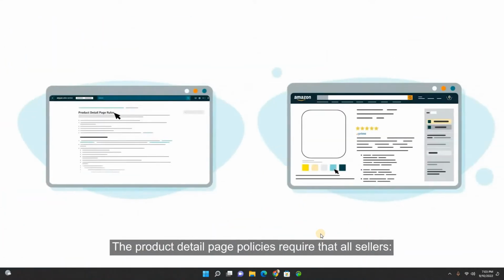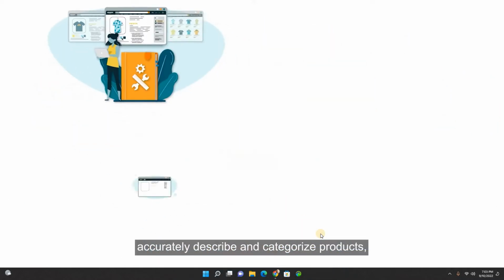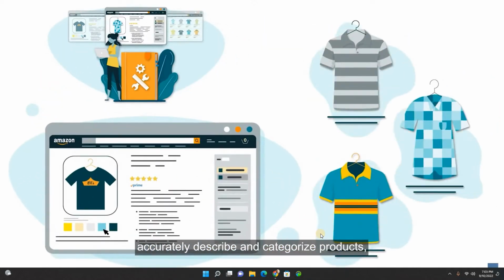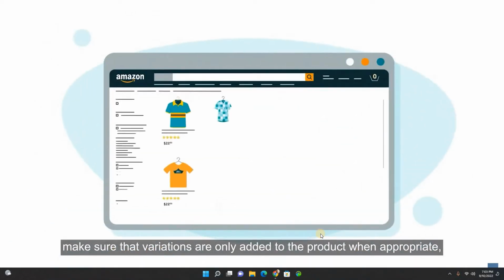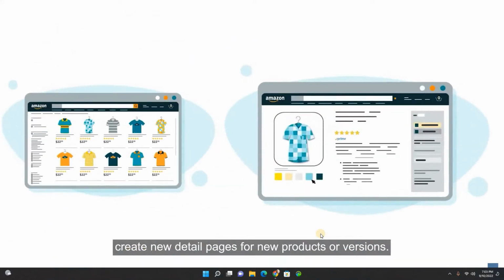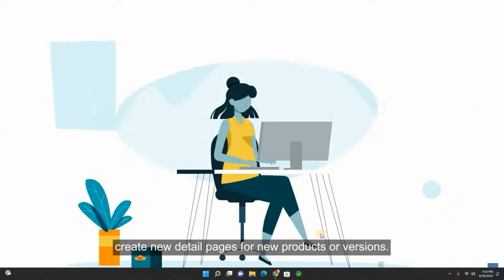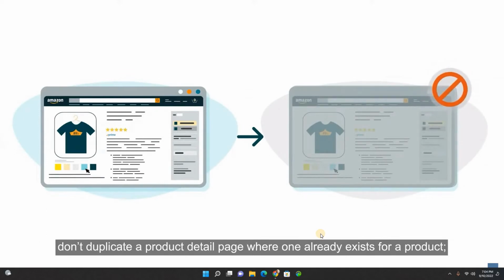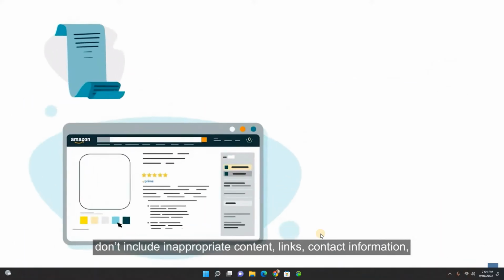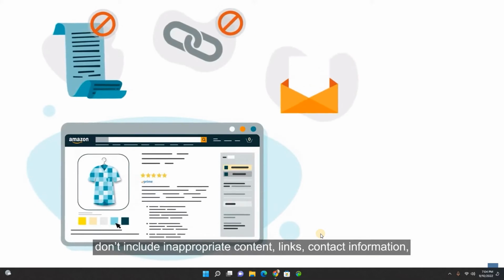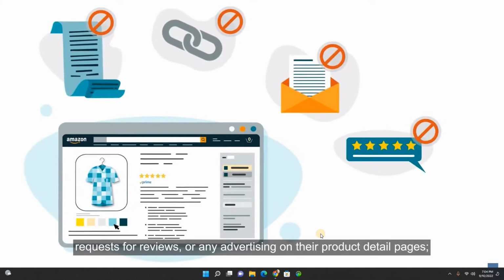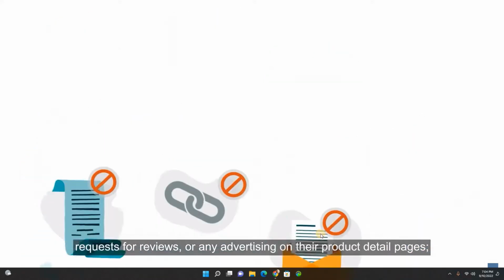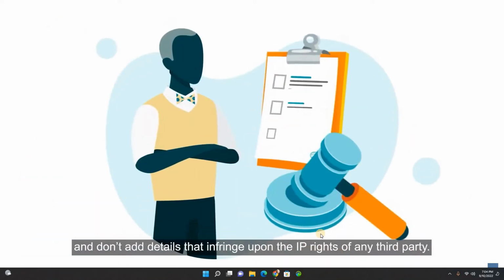As I mentioned earlier, the product detail page policies require that all sellers comply with store style guides, accurately describe and categorize products, make sure that variations are only added to the product when appropriate, and create new detail pages for new products or versions. They also require that sellers don't duplicate a product detail page where one already exists for a product, don't include inappropriate content, links, contact information, requests for reviews, or any advertising on their product detail pages, and don't add details that infringe upon the IP rights of any third party.